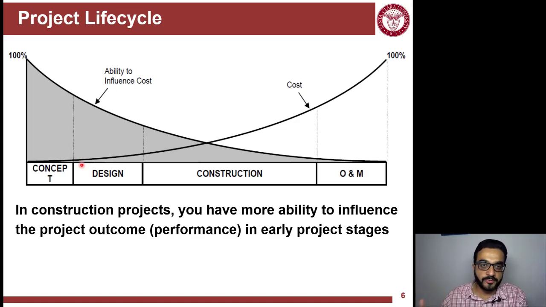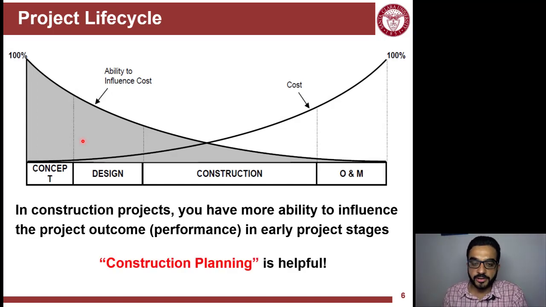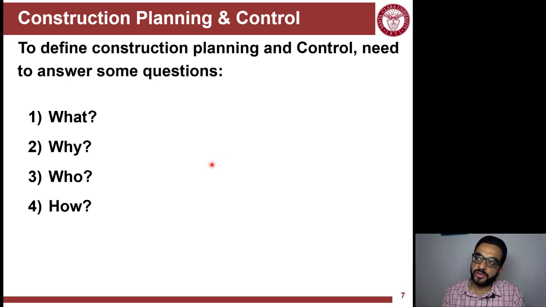So if I change my mind from this design of a building to another, it's mainly a concept yet. Once you go into the design, there's more commitment, so there's more cost impact, and you lose more influence to change the design and make decisions. So the bottom line here is that construction planning is helpful because you can apply it in early phases in the project to make sure that you don't make decisions later that will have costly impacts on the outcomes of the project.